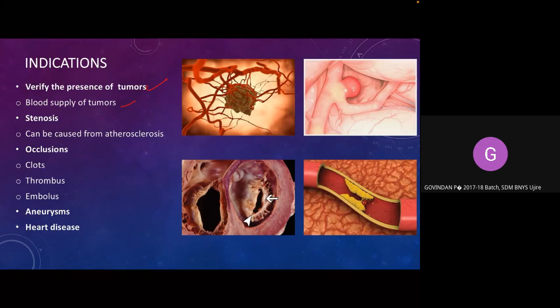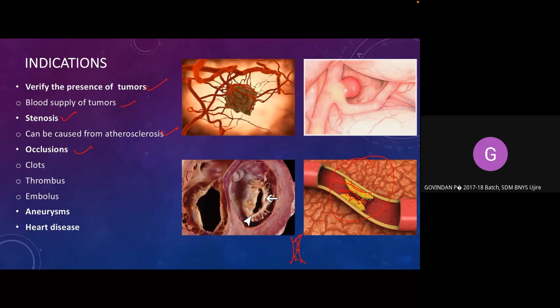How do you think we can diagnose a stenosis? A stenosis is nothing but a narrowing of an artery. How do you think we can see this stenosis on an angiogram? They will present as filling defects because the dye will get filled up like this. Okay, and this stenosis can be caused by atherosclerosis, occlusions, or trauma to the intima of an artery.